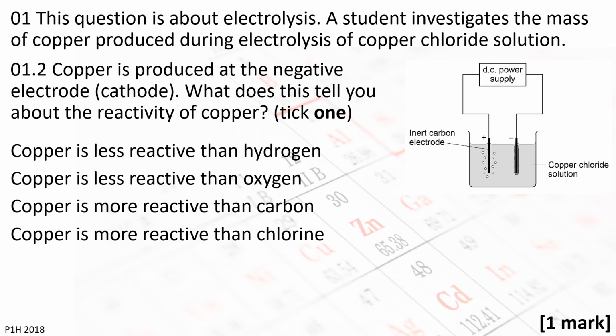Here's the next part of the question. Copper is produced at the negative electrode. What does this tell you about the reactivity of copper? Cu2+ and H+ cations are present in this case.